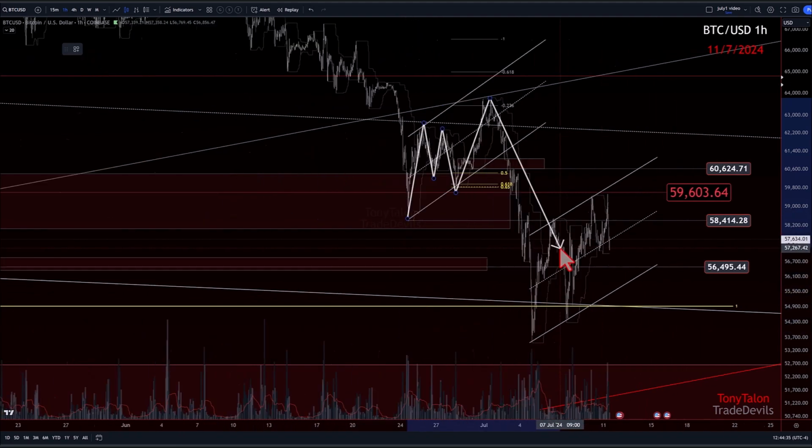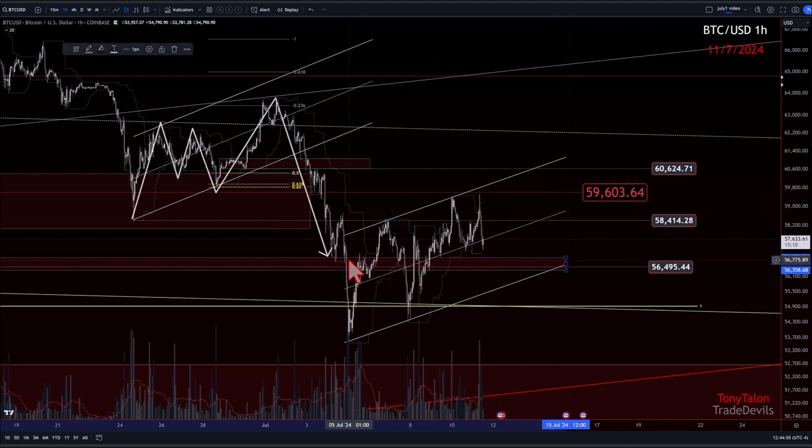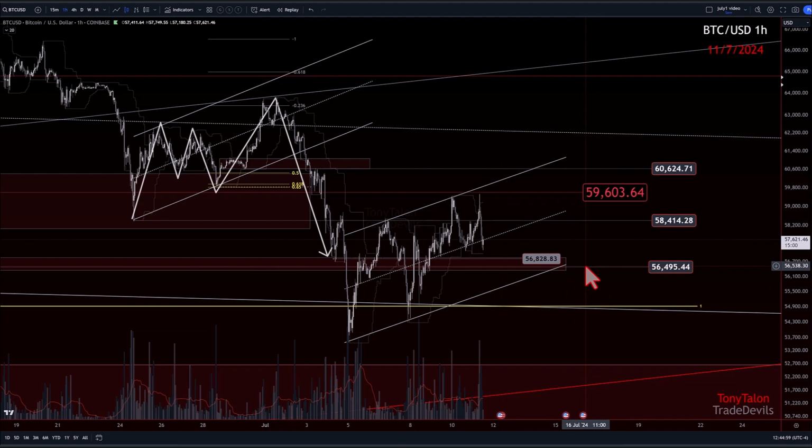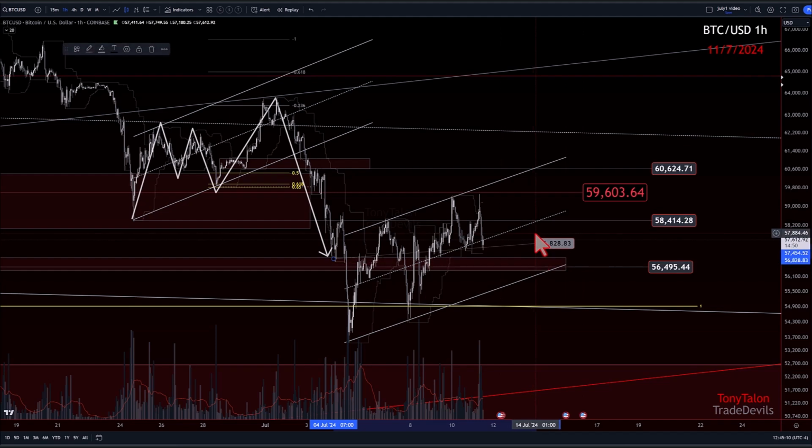This one, not so much. So this is going to be the main area I want to look at here at 56,828-ish. So right now, that's my intermediate level here. I want to see this break or hold as support to figure out what's going on.